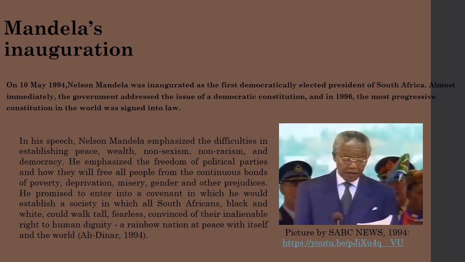He promised to enter into a covenant in which he would establish a society in which all South Africans, black and white, could walk tall, fearless, convinced in their inalienable right to human dignity, a rainbow nation at peace with itself and the world.